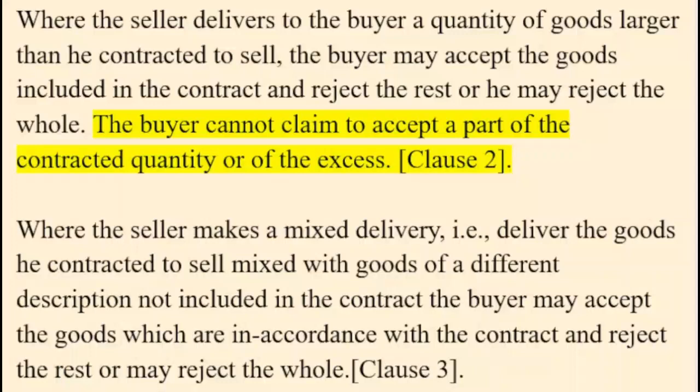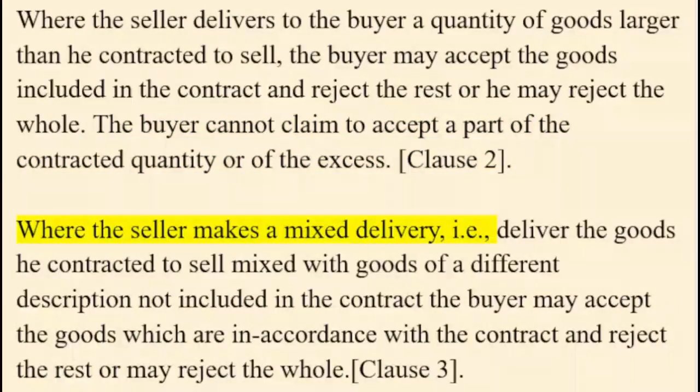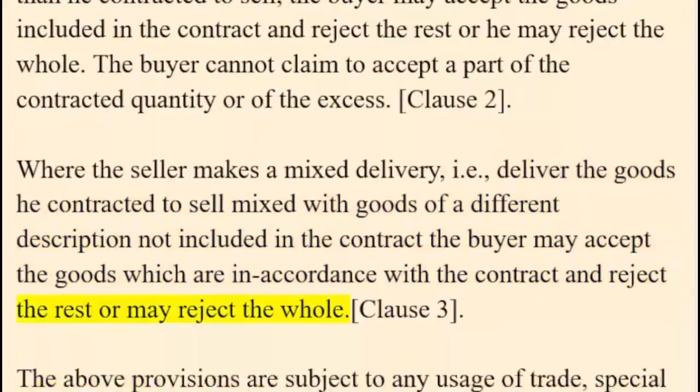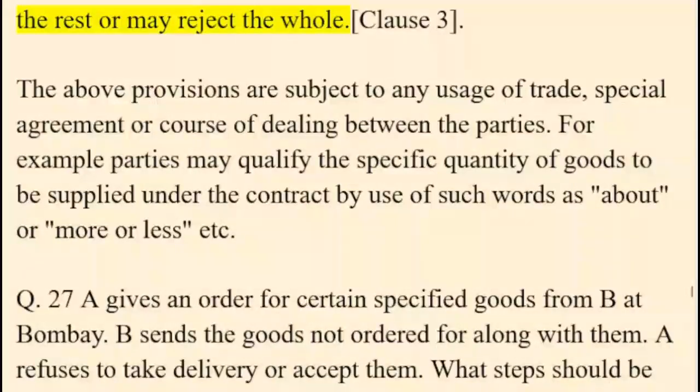Clause 2. Where the seller makes a mixed delivery, i.e., delivers the goods he contracted to sell mixed with goods of a different description not included in the contract, the buyer may accept the goods which are in accordance with the contract and reject the rest, or may reject the whole.